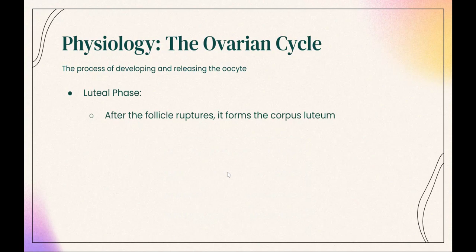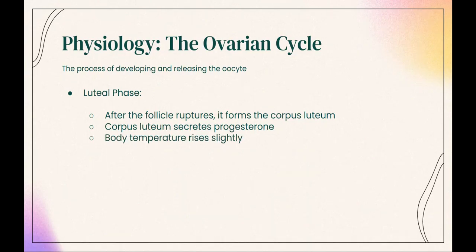The luteal phase, that's the second part of the ovarian cycle. After the follicle ruptures, it forms this little body called the corpus luteum. It sort of looks like a halo around the ovum. The corpus luteum secretes progesterone, the hormone of pregnancy. Pro meaning for, gest is the root of gestation, which is pregnancy. So it sustains itself before it can implant.